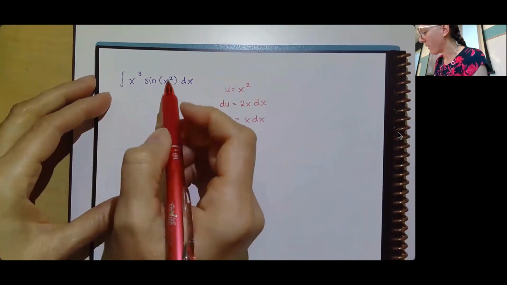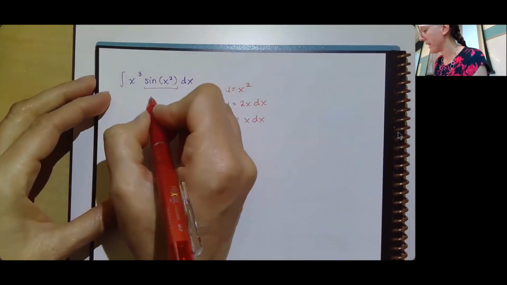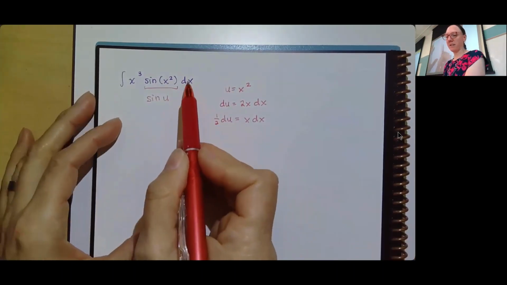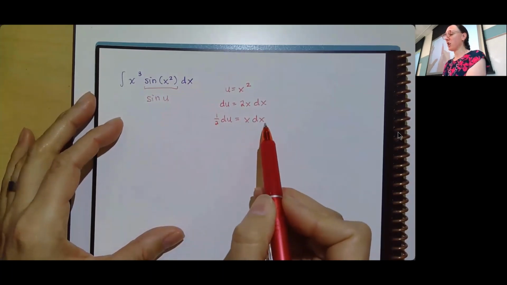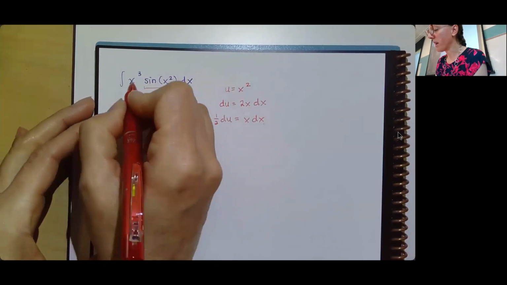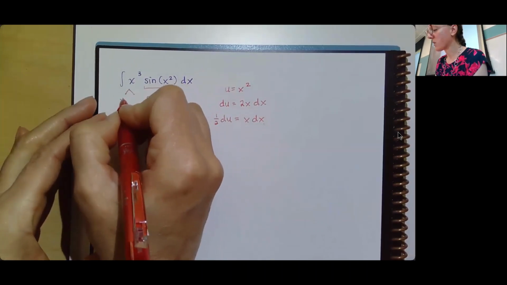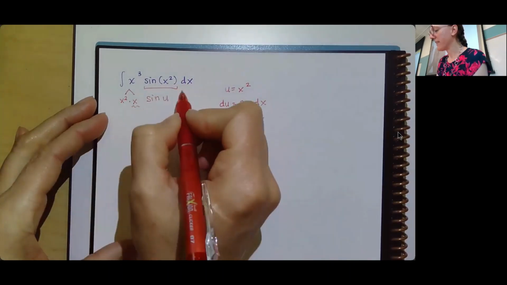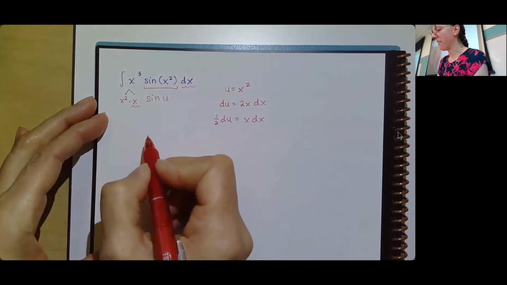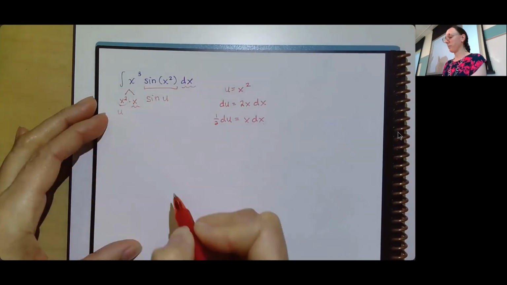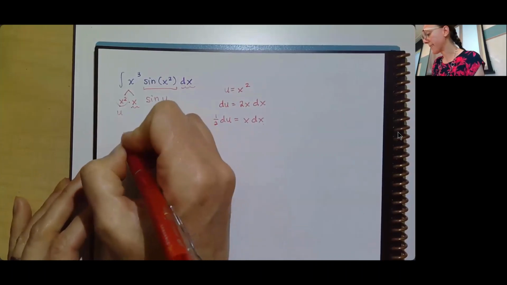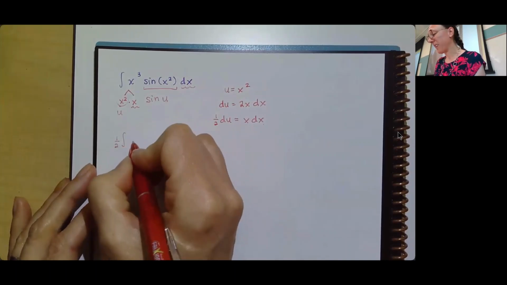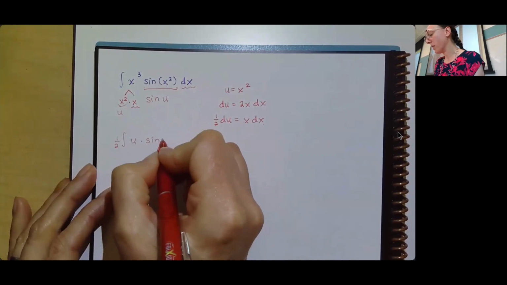So I'm looking at this and going, okay, that part I know what to do with. That's sine of u. I don't really have a dx piece over here, but I do have an x times dx. So I'm going to borrow and split up that x cubed to say x squared times x. This one and the dx together I can deal with, and the leftover x squared becomes u. So this would translate as, I'll kick my 1/2 out in front, but this really becomes u times sine of u du.